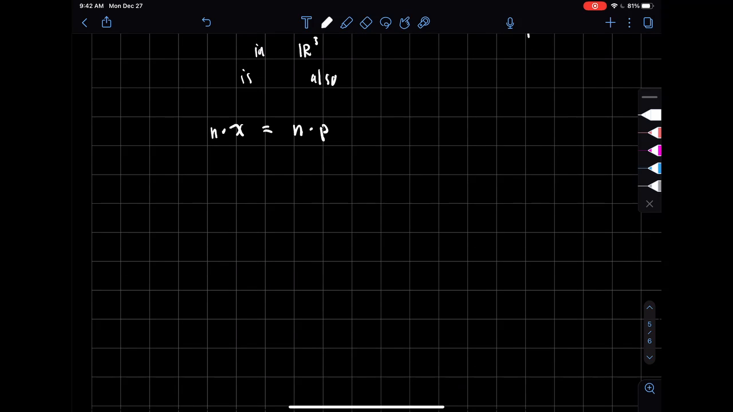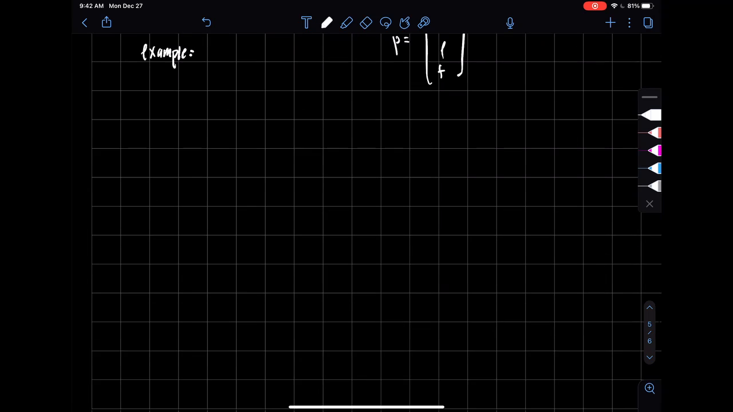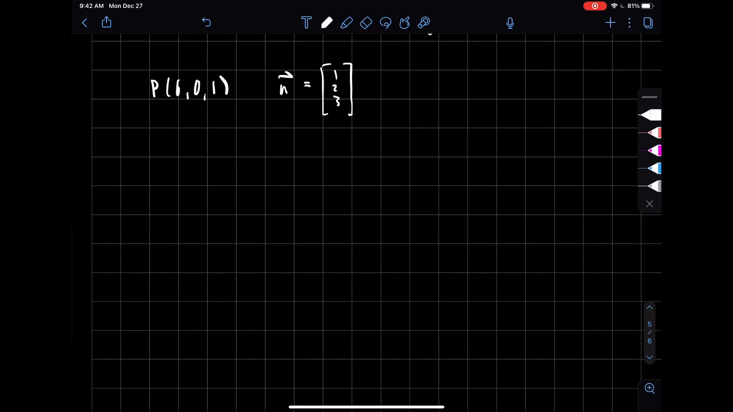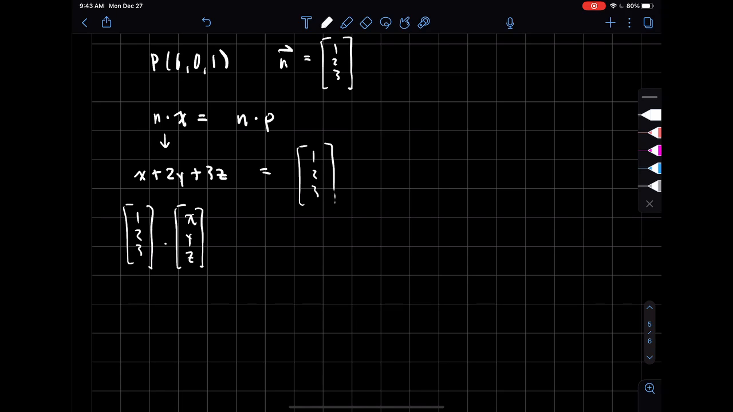So let's use an example here. I'm writing these in so you will have the notes later on. Let's assume that we have the point (6, 0, 1) and the normal vector (1, 2, 3). Let's consider the general equation n dot x equals n dot p. n dot x gives us the equation x plus 2y plus 3z, and n dot p gives us (1, 2, 3) dot (6, 0, 1), which is 6 plus 3, which equals 9.